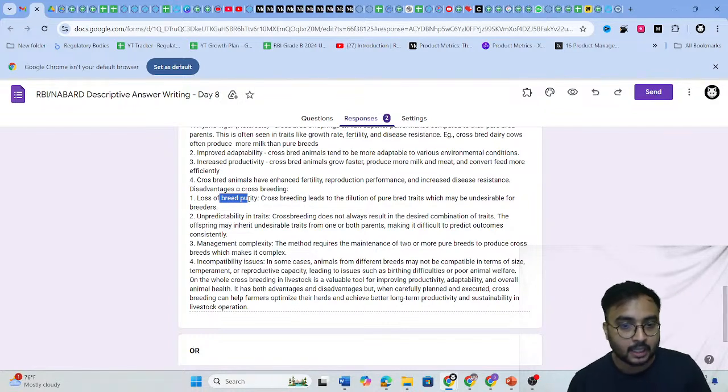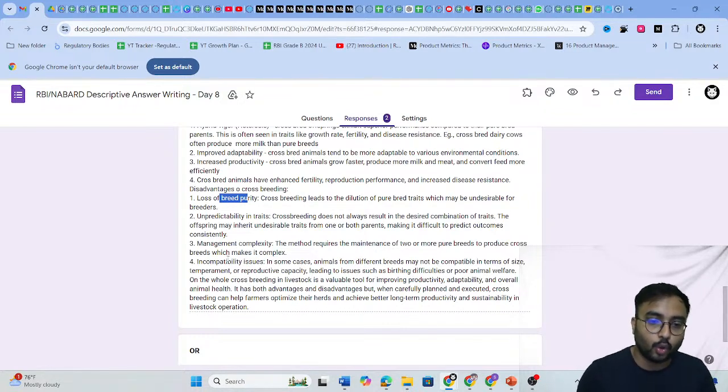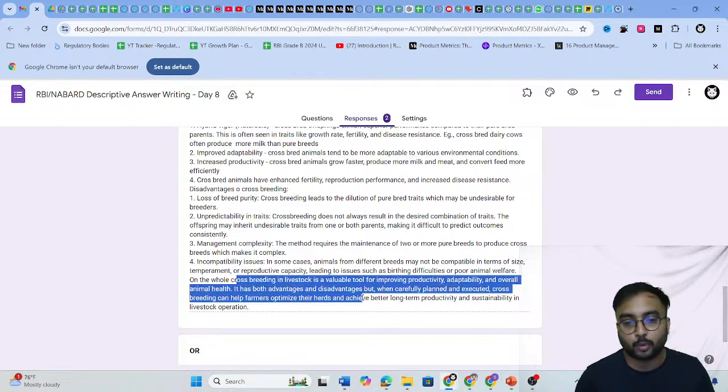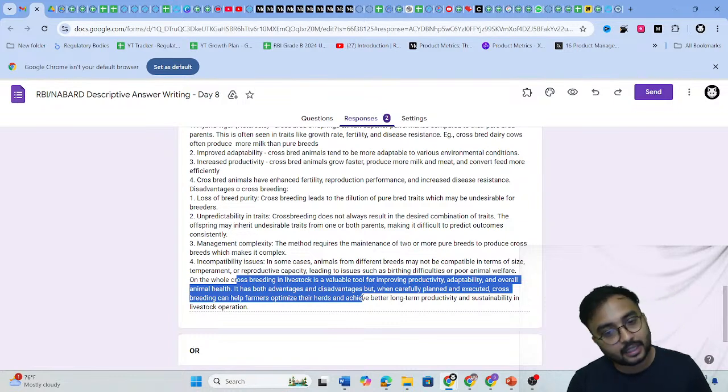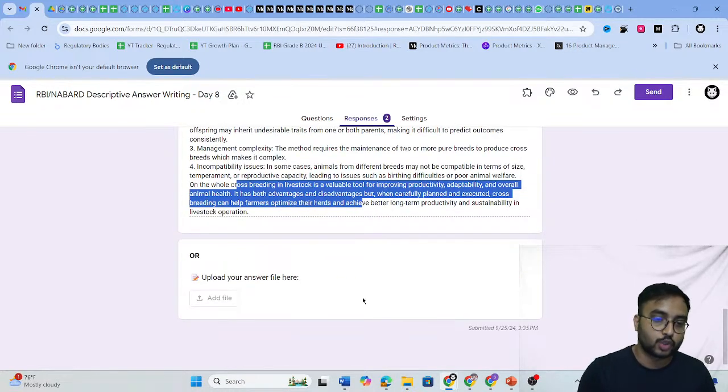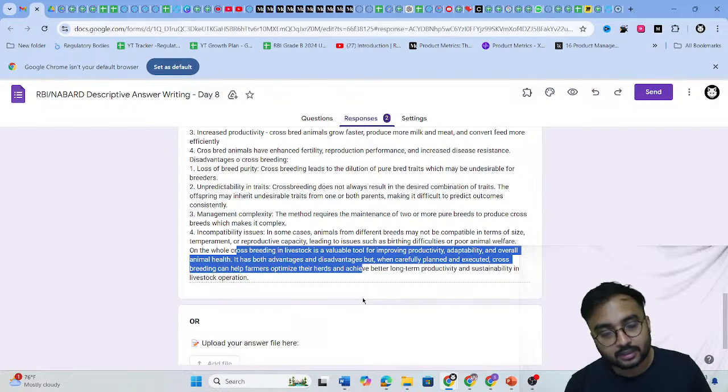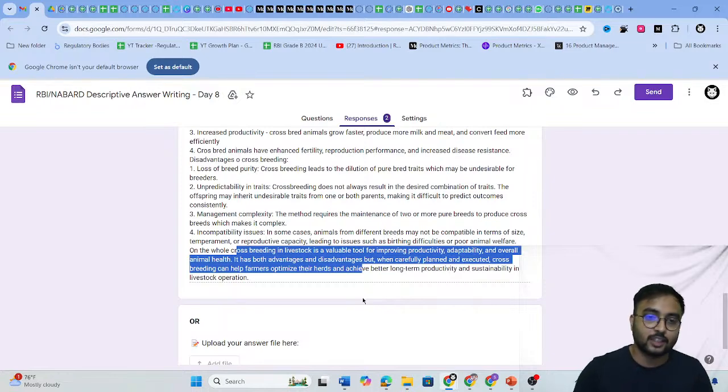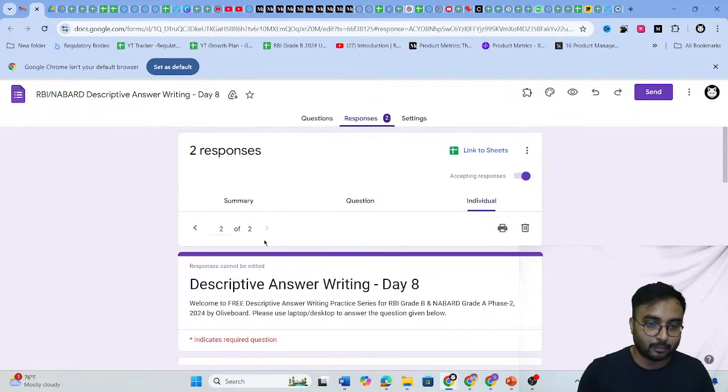Definitely good. Conclusion: on the whole, crossbreeding in livestock is valuable and important for improving productivity, adaptability, and overall animal health. Advantages and disadvantages are also there, but it can help farmers optimize herds and achieve better long-term productivity and sustainability in livestock operations. So the answer is very beautifully written. After looking at the examples he has added, let us give him 9 marks. So today he is the topper here, guys. He has got 9 marks.